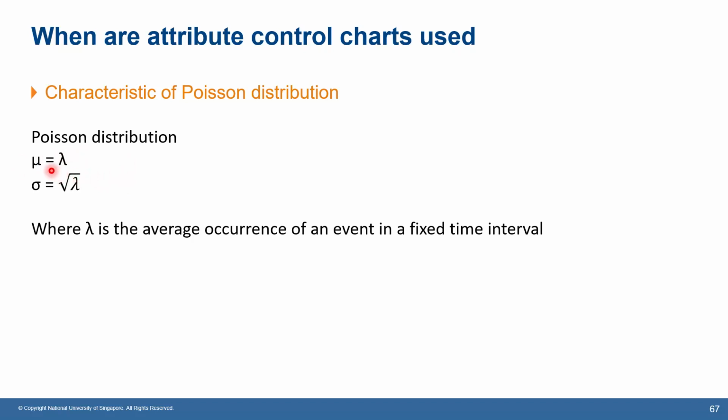So the mean is given as lambda, and the standard deviation of the population is the square root of lambda, where lambda is the average occurrence of an event in a fixed time interval. In other words, if we talk about the dented cans as an example, lambda in this case would be the average number of dents you observe, say, in an hour.